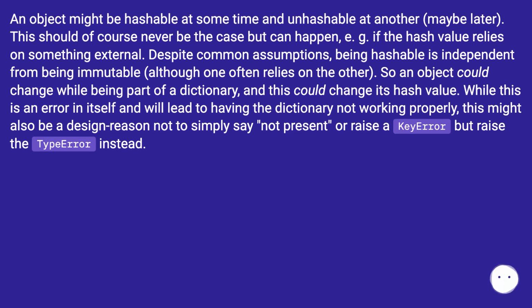An object might be hashable at some time and unhashable at another, maybe later. This should of course never be the case but can happen, e.g. if the hash value relies on something external. Despite common assumptions, being hashable is independent from being immutable, although one often relies on the other. So an object could change while being part of a dictionary, and this could change its hash value. While this is an error in itself and will lead to having the dictionary not working properly, this might also be a design reason not to simply say not present or raise a key error but raise the type error instead.